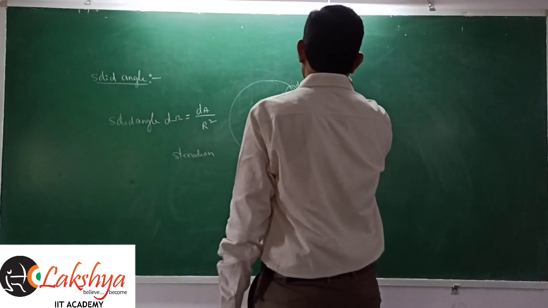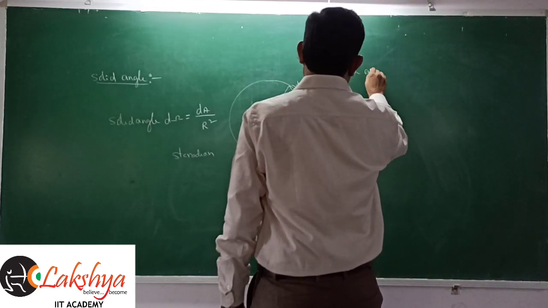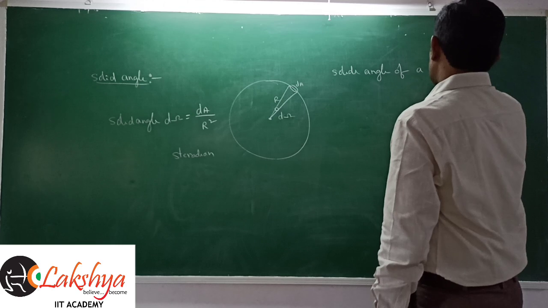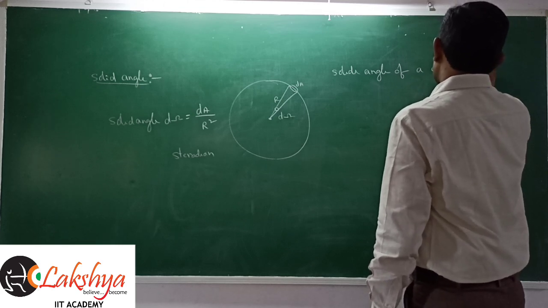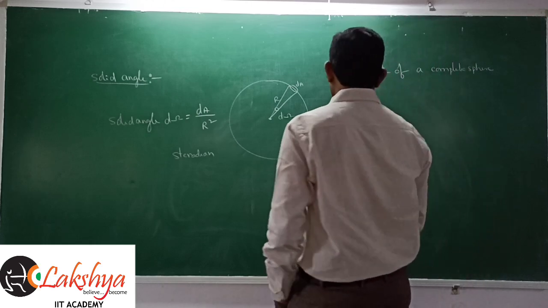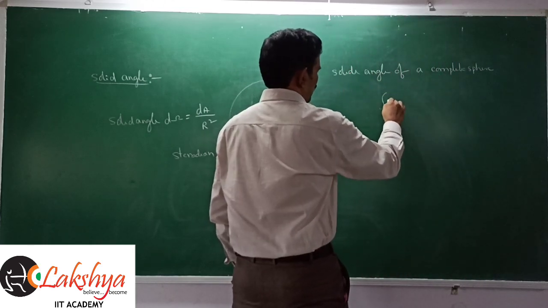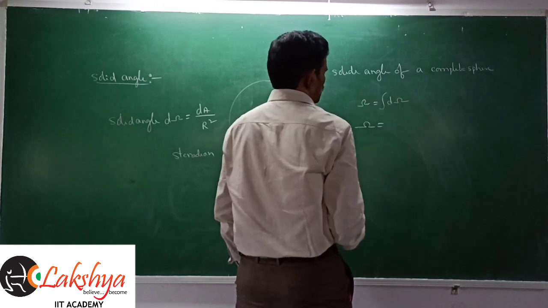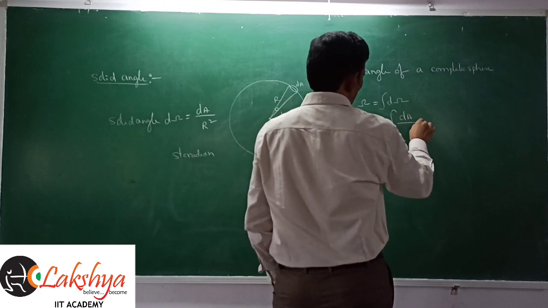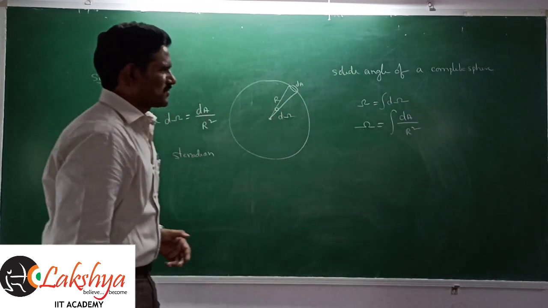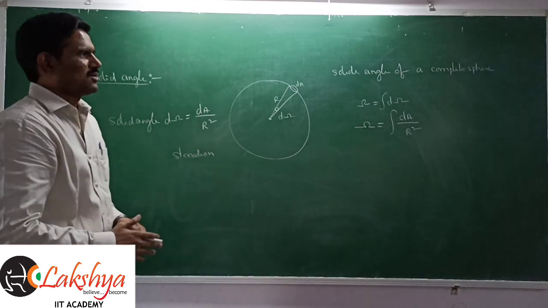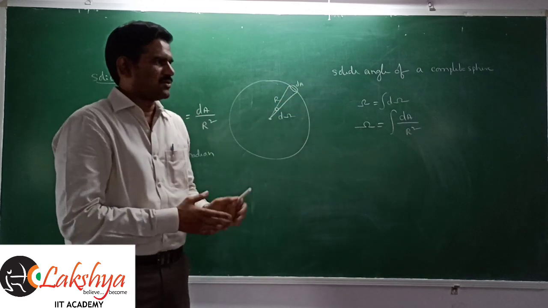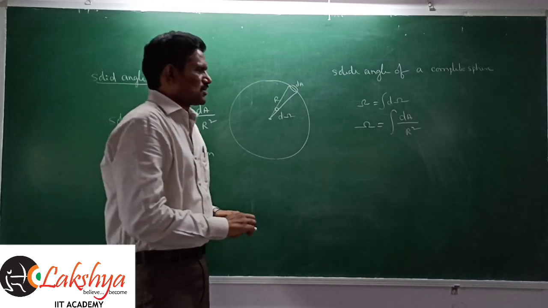So the solid angle of a complete sphere. I can write that as the integral of d omega, which I can write as the integral of dA by r square, right? In case of a sphere, like previous, our cos theta term will be 0, because this area will be normal only. If you draw a line from the center, it will be normal to that only, so that theta value will be 0 there.